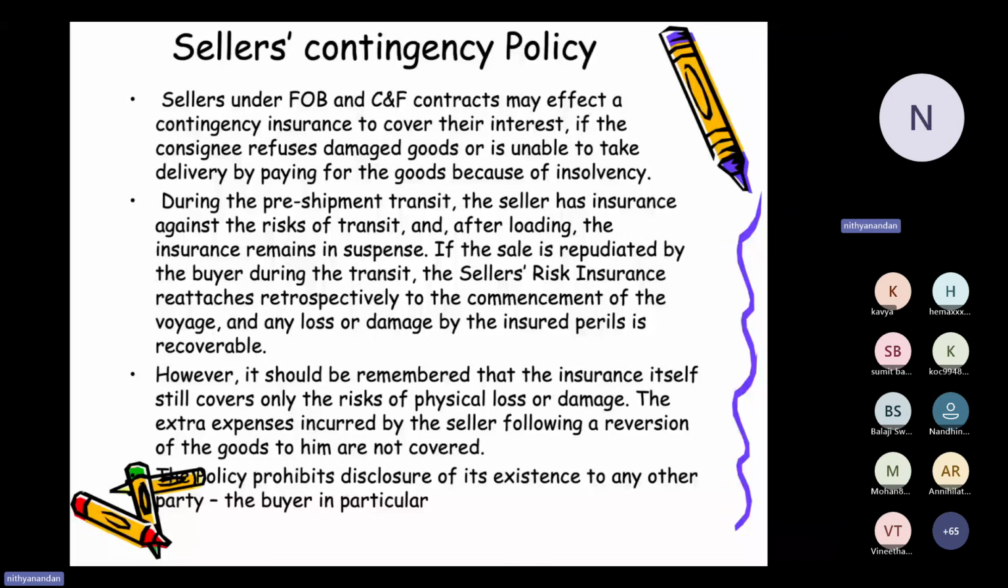But again, this insurance covers some loss or damage happening to the goods during the return journey. During the return journey, if something happens to the goods, the physical loss is covered by this policy, but the extra expenses like freight, loading and unloading and all are not covered by this policy. Only if the goods are damaged or lost due to the insured perils, this policy covers.